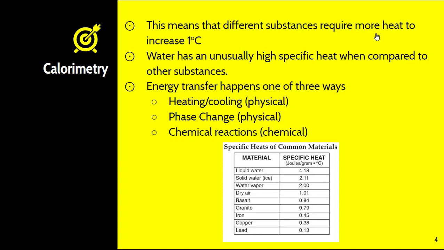Now, water has an unusually high specific heat when we compare that to other substances. And when we look at energy transfer, because all of this is directly related to energy transfer, it happens in one of 3 ways. Either a physical change through heating or cooling, another physical change, which would be something like a phase change, so freezing, vaporization, etc., or a chemical change where we are breaking chemical bonds and making chemical bonds. As you see below, you have the specific heats of some common materials, including liquid water, solid water, and water vapor. All of those, interestingly enough, are significantly higher than any of the others that are listed here. So keep in mind that water does have a very high specific heat capacity.